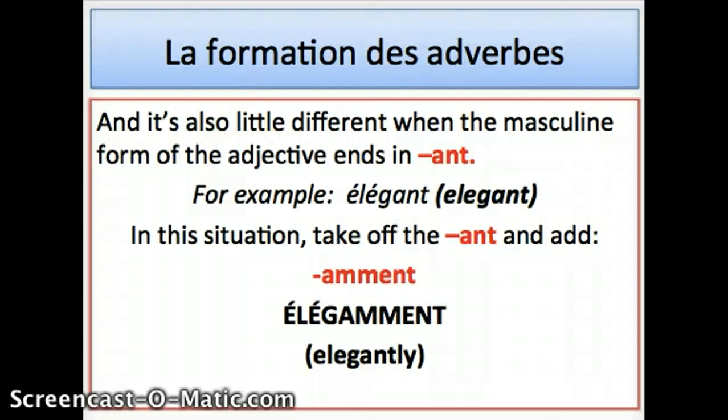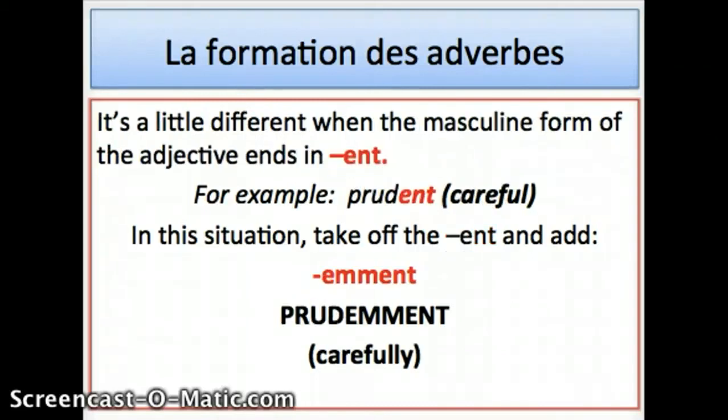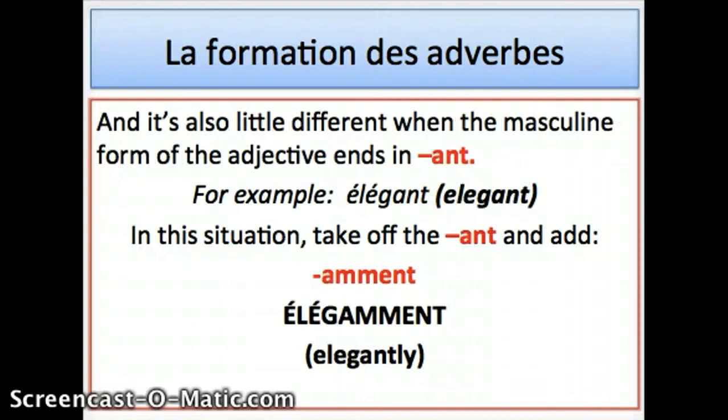So listen to the way that's pronounced, élégamment, as opposed to prudemment. Do you hear much of a difference? I don't. No, not really. So even though it's emment and this one is amment, they're really pronounced the same way. It's just for the spelling that you have to be careful.